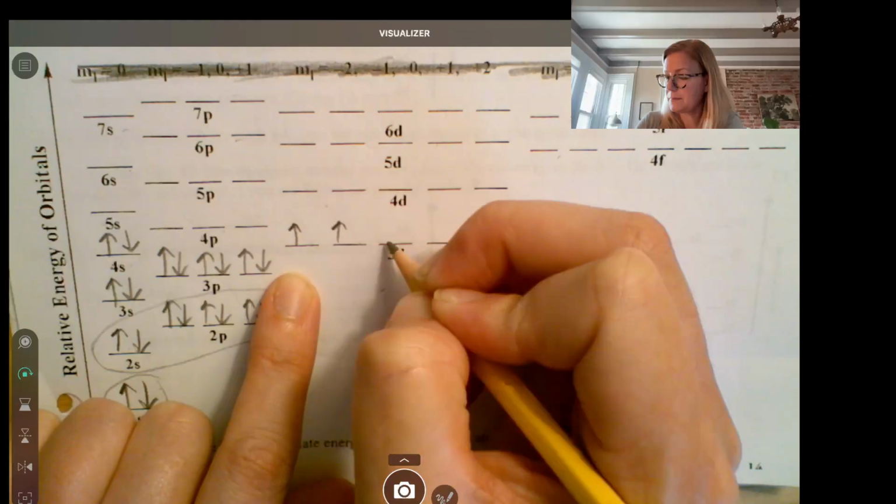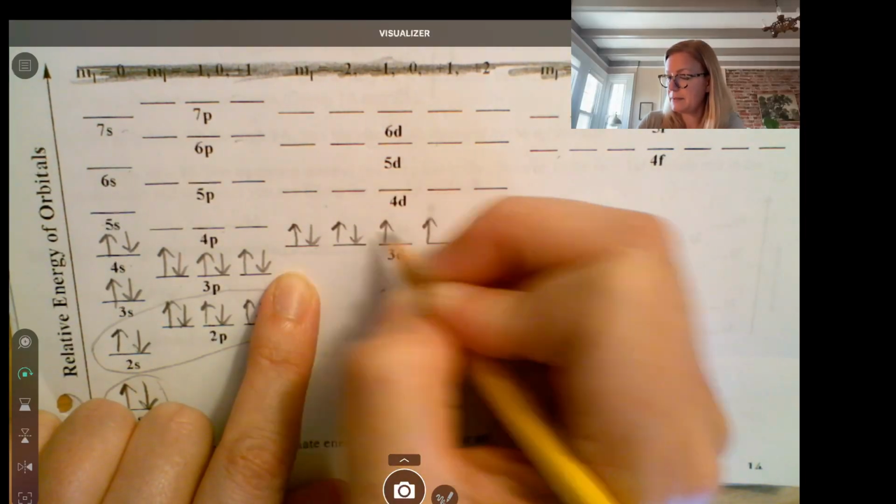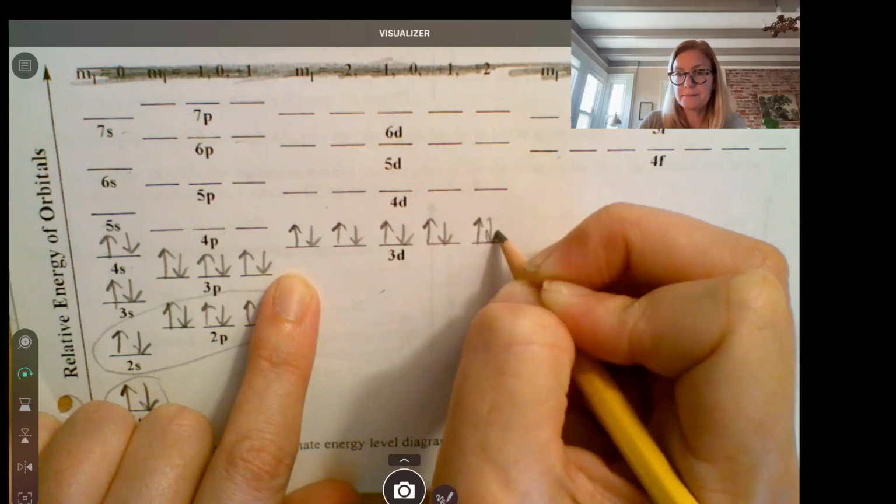Up, up, up, up, up, and then down, down, down, down, down.